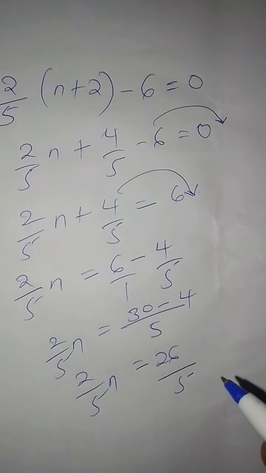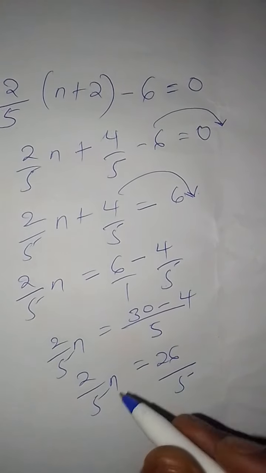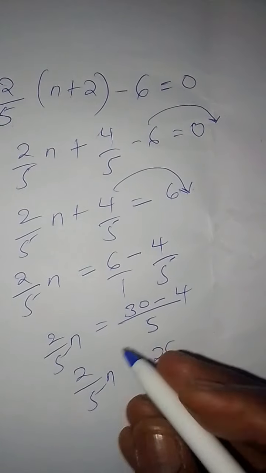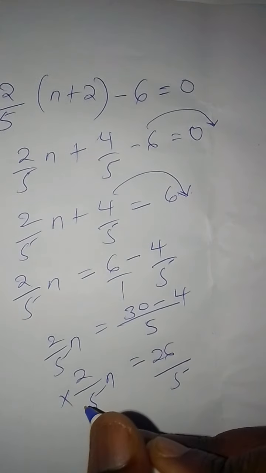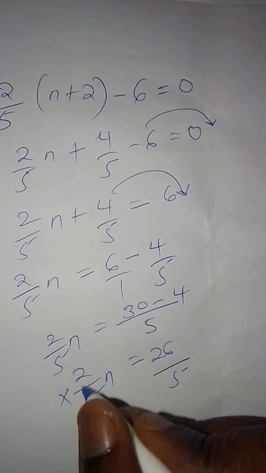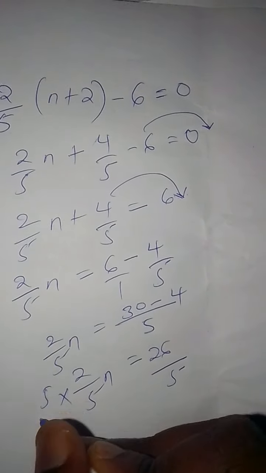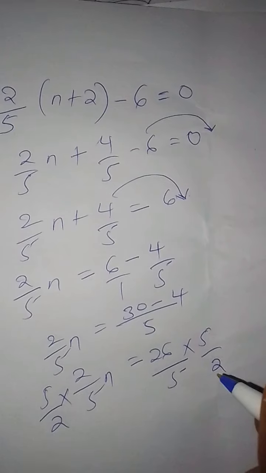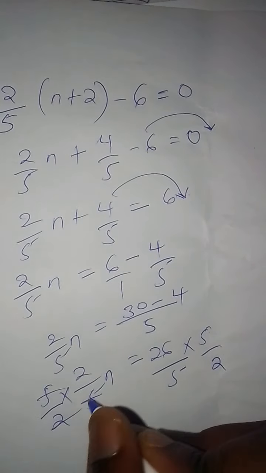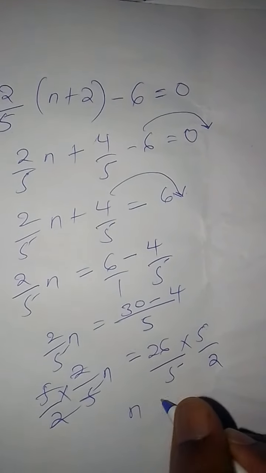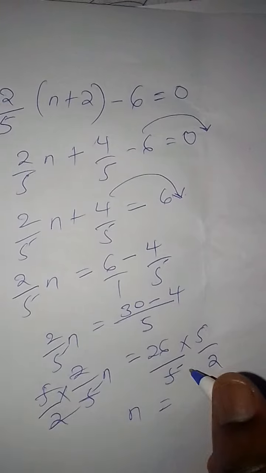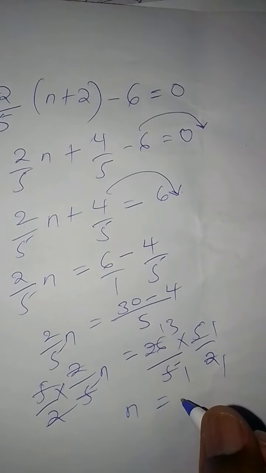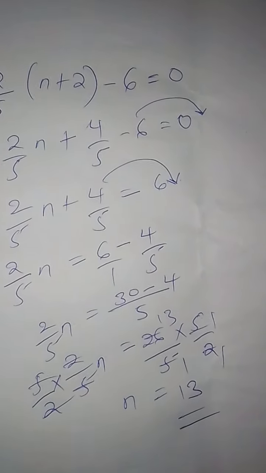Then now from there, we are going to multiply both sides by the reciprocal of 2/5 so as to remain with n. So we shall have the reciprocal of 2/5, that is 5/2, multiplied here by 5 out of 2. So when we cancel everything here, we shall have n. So n is equal to 5 here once, 5 here once, 2 here once, 26 is 13. So our n is equal to 13, and the answer is 13.